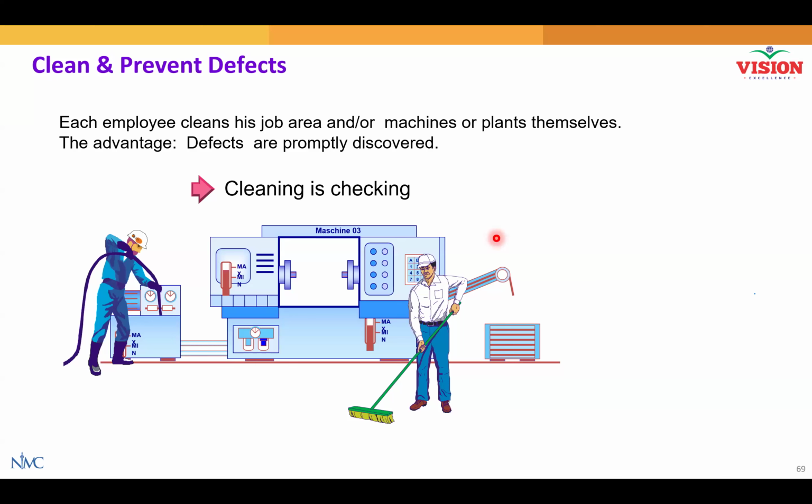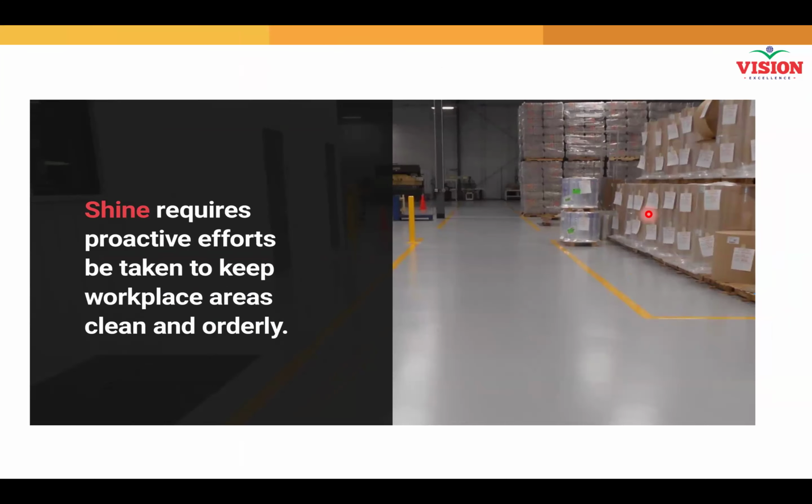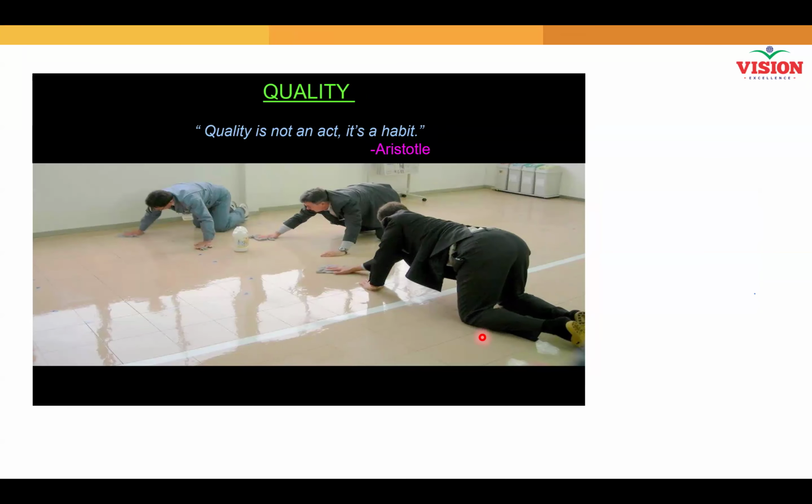Of course, cleaning helps in preventing defects. It's a kind of preventive mechanism, keeping your workplace neat and clean. So Shine requires proactive efforts to keep the workplace area clean as well as orderly. Cleaning is everyone's responsibility. It is good to clean the equipment we use directly; we should also be involved in the cleaning. So it's everyone's responsibility, and quality is not an act; it should be part of your habit, according to Aristotle.